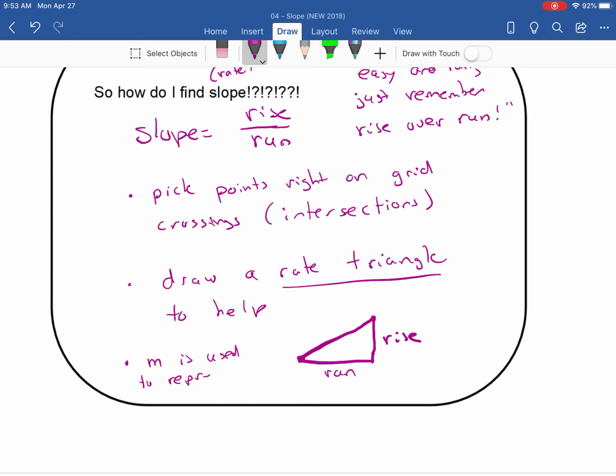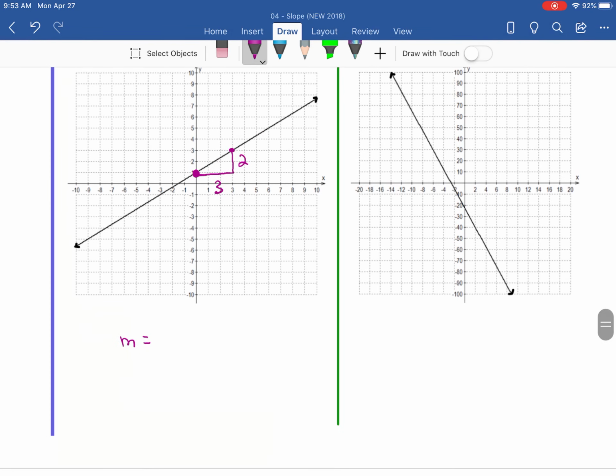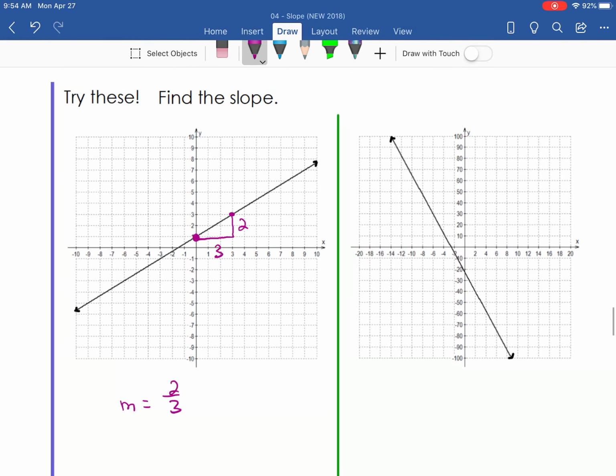So my M, look at me getting fancy. M. Put that in the box up here. M is used to represent slope, because that French guy, his name wasn't Monte, the verb monter. So then rise over run, 2 over 3.